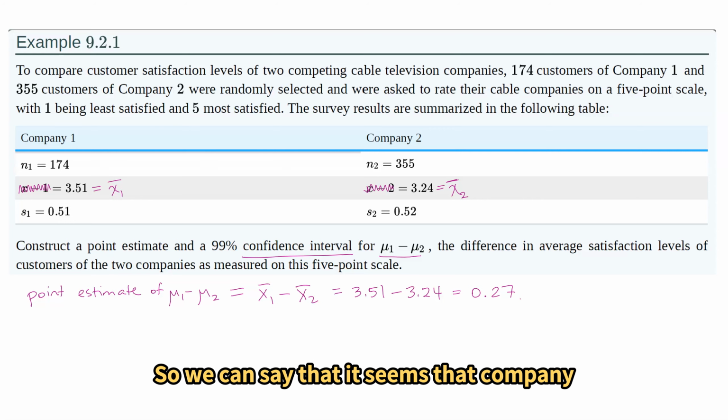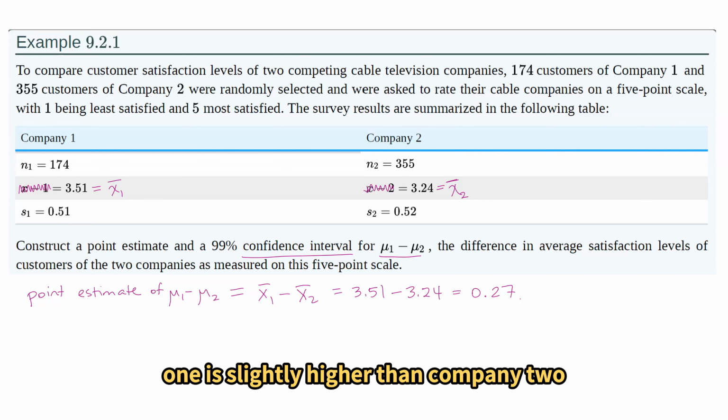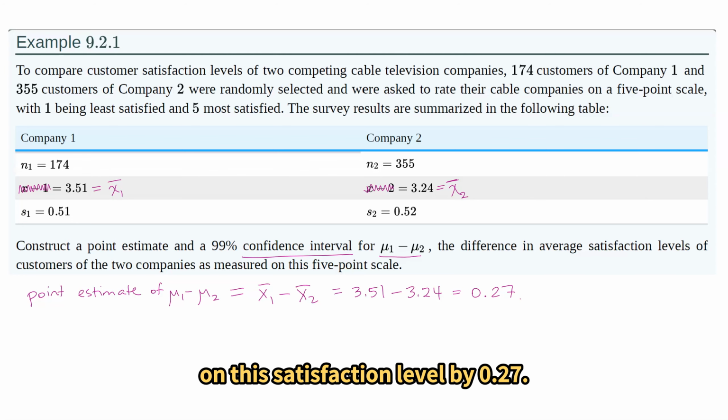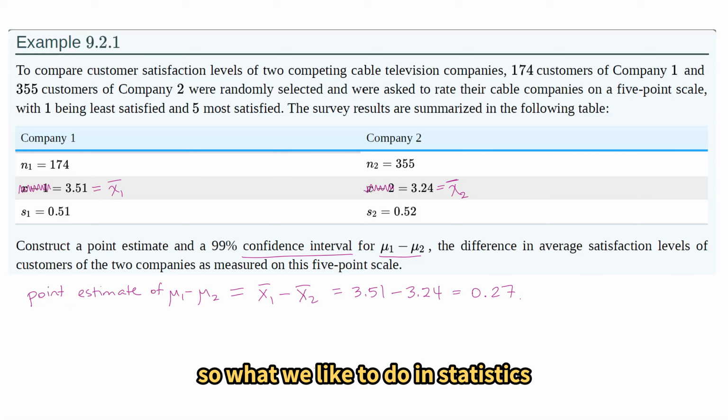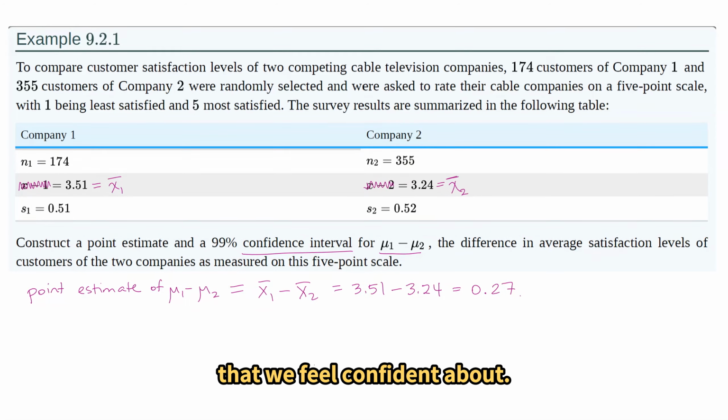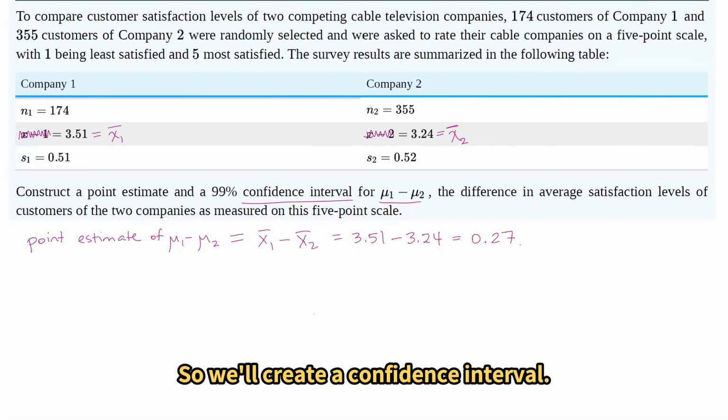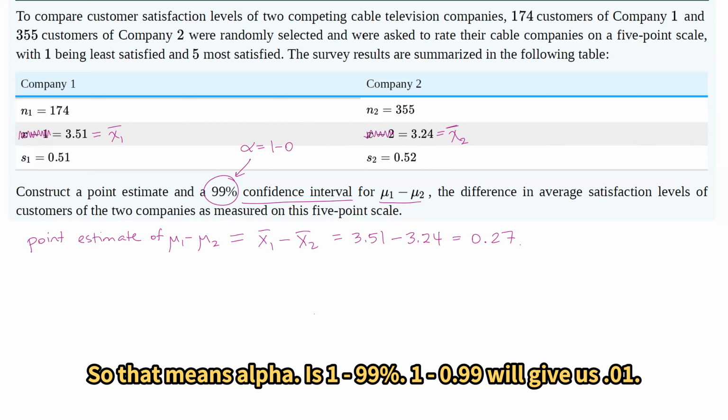And so we can say that it seems that Company 1 is slightly higher than Company 2 on this satisfaction level by 0.27. But that's a single value. So what we like to do in statistics is not just rely on one single value, but create an interval of values that we feel confident about. So we'll create a confidence interval. We've got a 99% confidence interval, so that means alpha is 1 minus 99%. 1 minus 0.99 will give us 0.01.